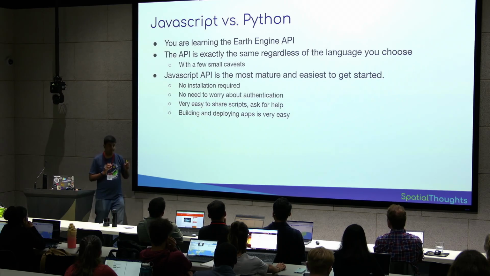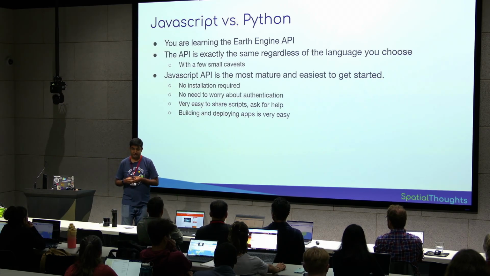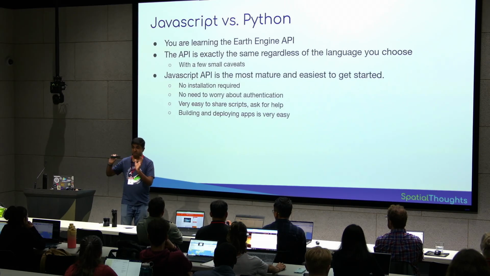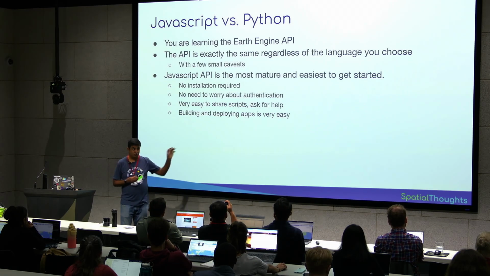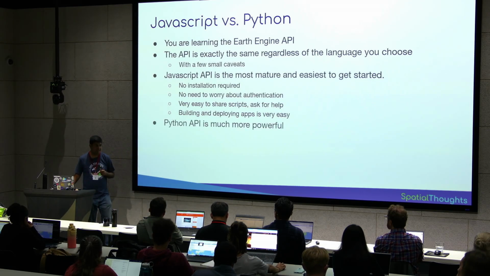You can build apps. You can build interactive web apps in Earth Engine very easily. Earth Engine provides you with a framework where you can just say, I want a button, I want a slider, and you can code using the API very easily, and you'll get a real web app that you can deploy. That's only available in JavaScript. For all these reasons, it makes sense for most users to start with JavaScript, even if you don't know JavaScript, because it's the easiest to get started.